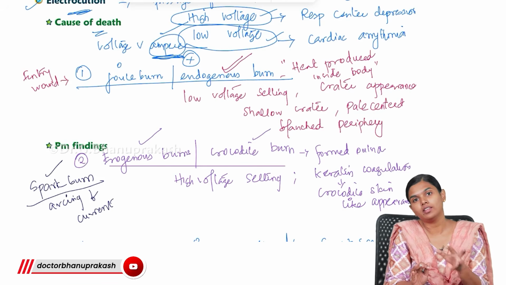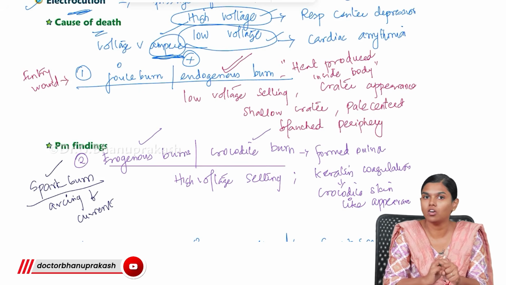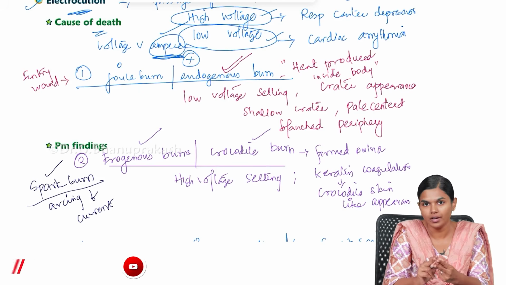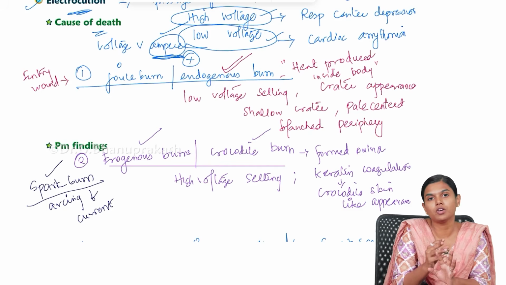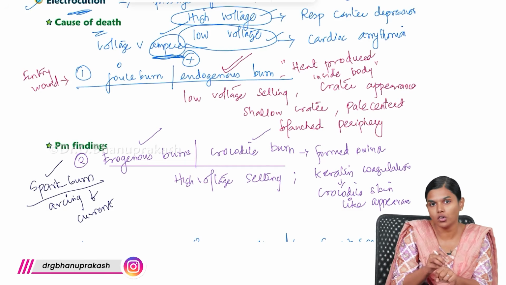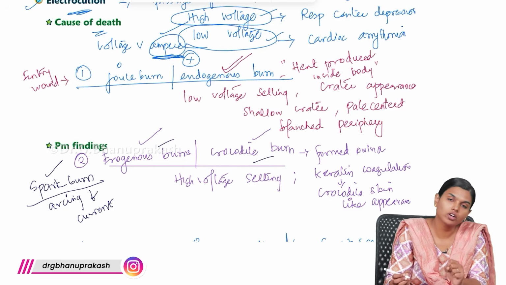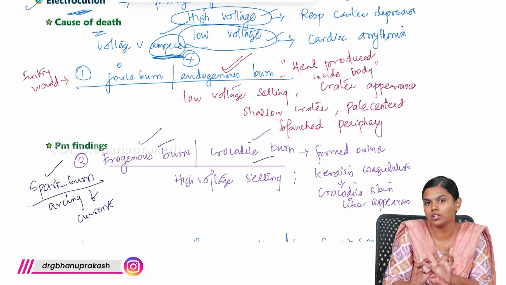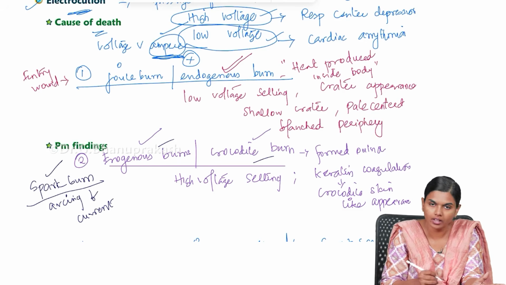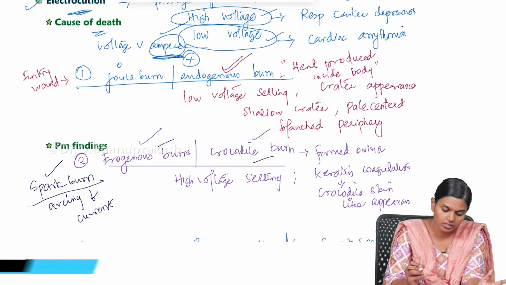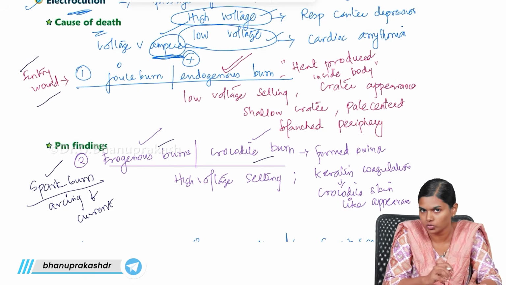So when the low voltage setting causes heat to be produced inside your body, we call it Joule's burn or endogenous burn. If the heat is produced from outside and causing the injury on your body, we call it exogenous burn. And crocodile burn if the keratin coagulation happens and keratin plaque forms over your skin. And when there is arcing of current in the air, we call it a spark burn. So these are the main two types of entry wound that is usually seen.